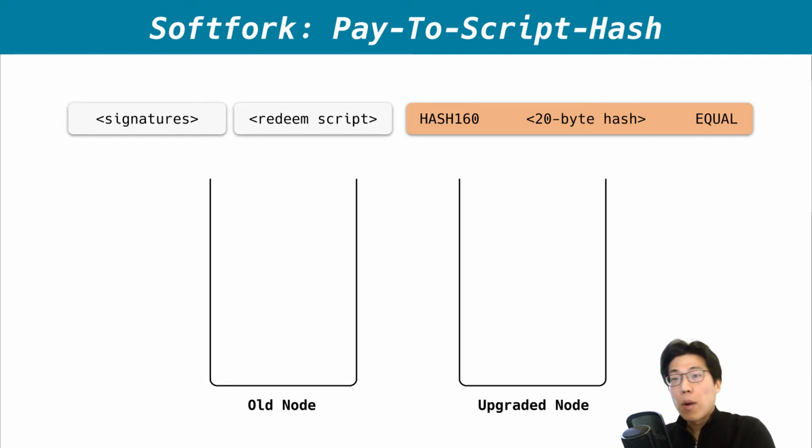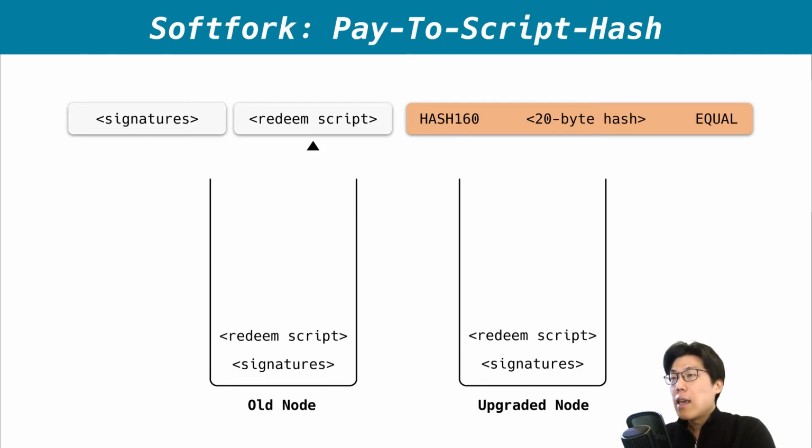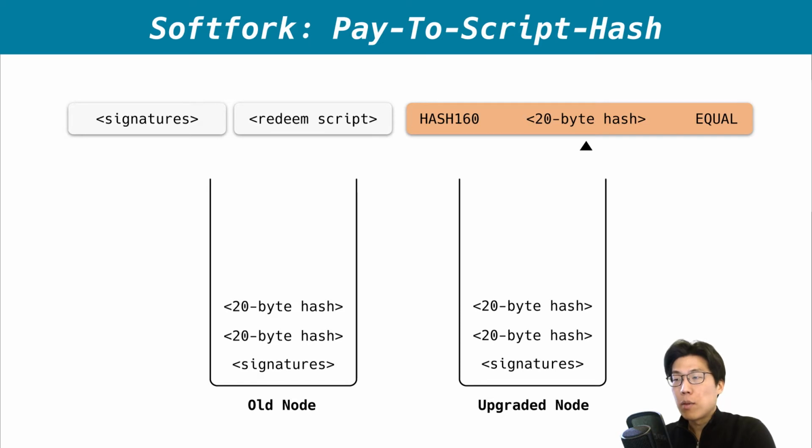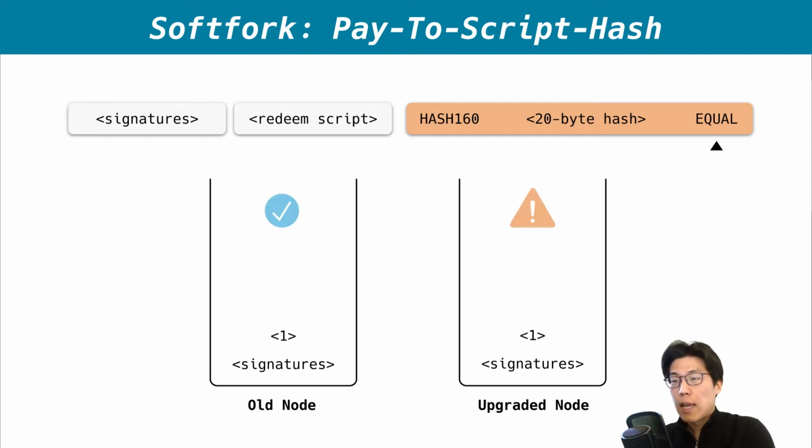First, the signatures are pushed on. Then the redeem script is pushed onto the stack. Then the redeem script is hashed and its digest is put onto the stack. Then the target hash from the script pub key is put onto the stack. And if the two hashes on the stack are equal, OP_EQUAL will then push a 1, or true, onto the stack. Now for the older nodes, the validation of the script is now over.